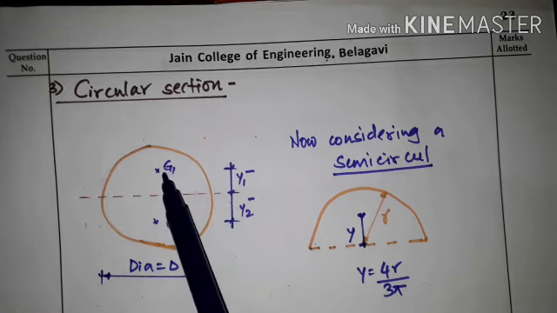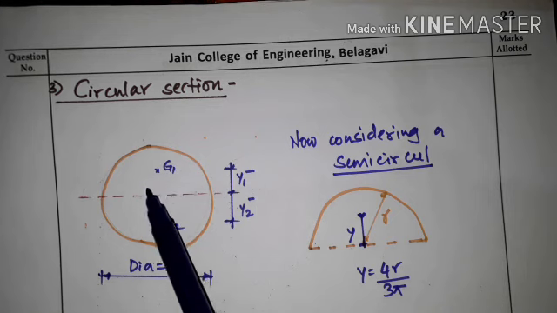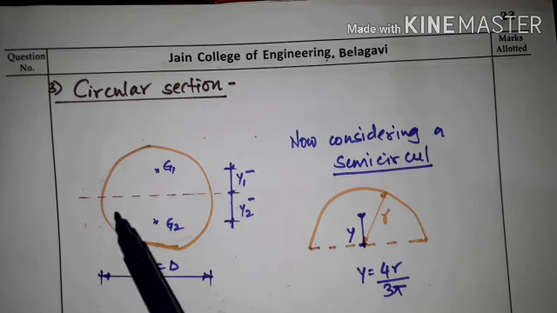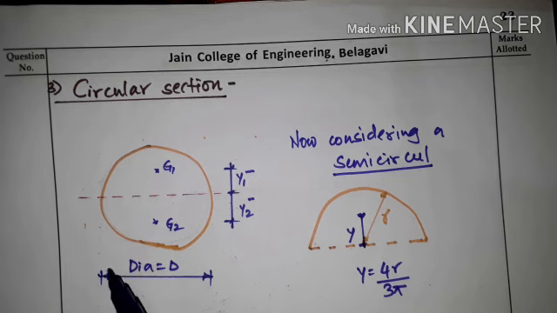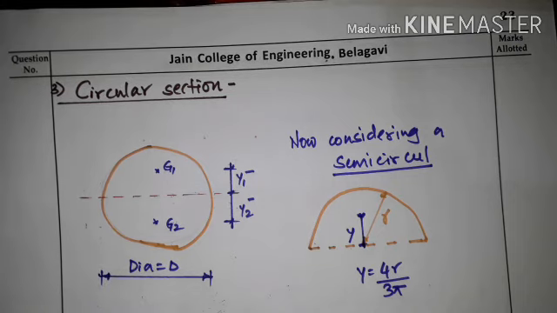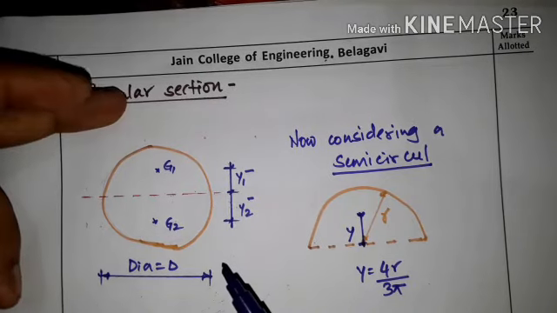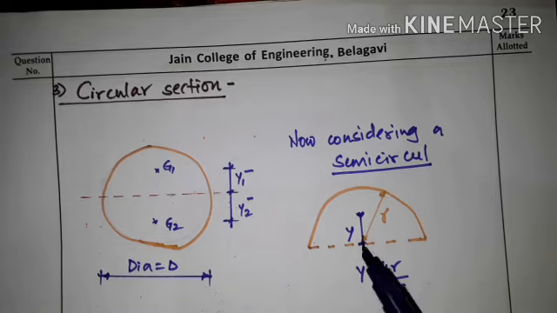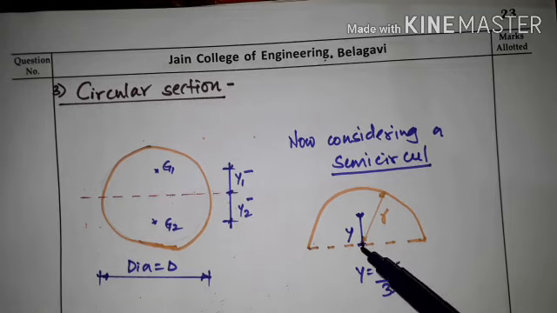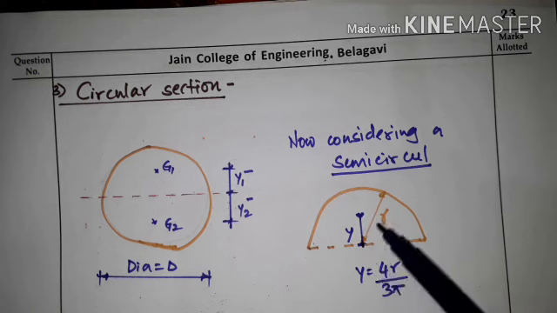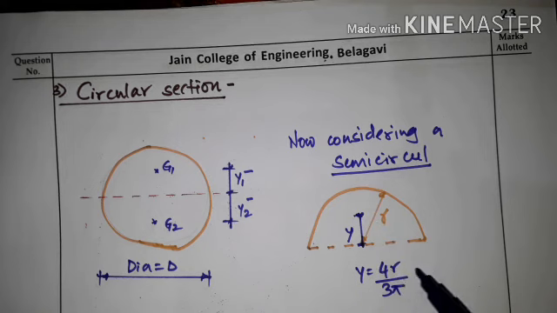G1 is the centroid for the part above the equatorial axis, and G2 is for the part below the equatorial axis, then y1 bar and y2 bar. We'll consider a semicircle with a radius r, above the neutral axis and below the neutral axis. The centroidal distance of the semicircle is 4r upon 3 pi.